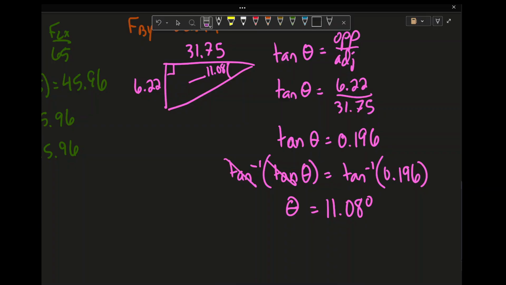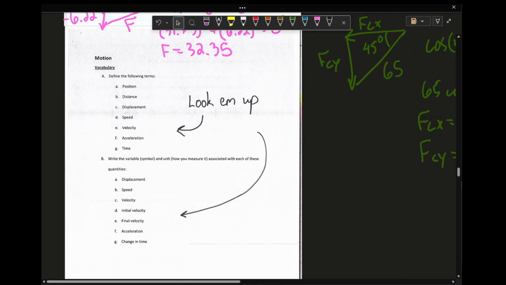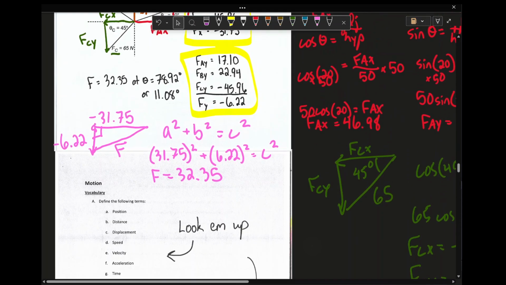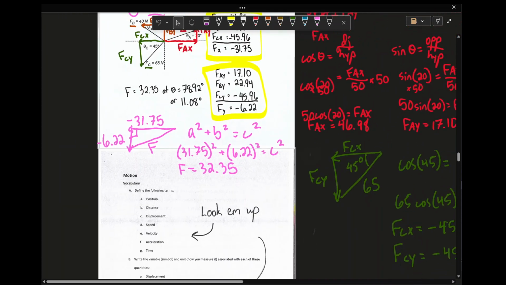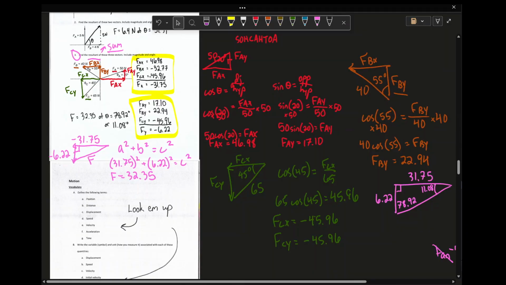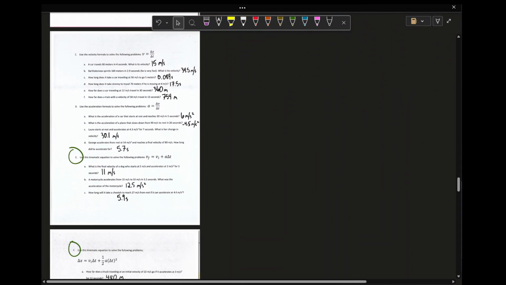And then if you did the other angle, it would just be 78.92. So there's that. That's your vector solution. Do I agree with myself? I sure do. Math is math. I win. Okay. Moving forward.